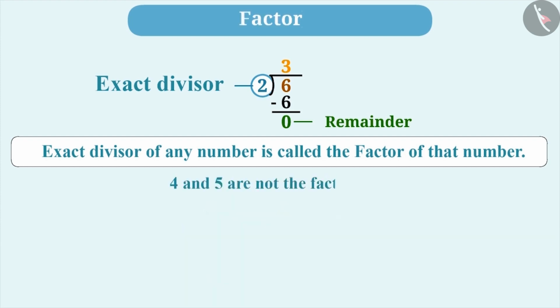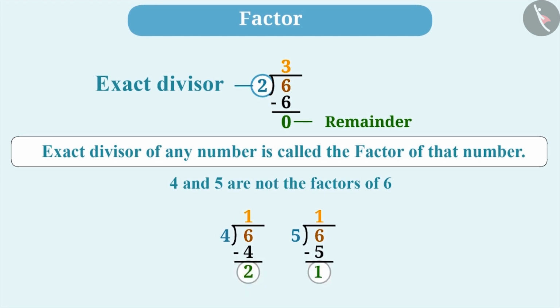4 and 5 are not factors of 6. You know the reason? Think about it. It's easy because 6 is not divisible by them, which means the remainder is not 0.